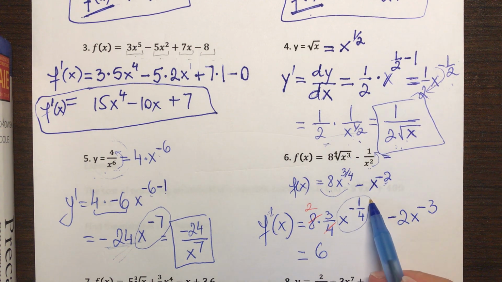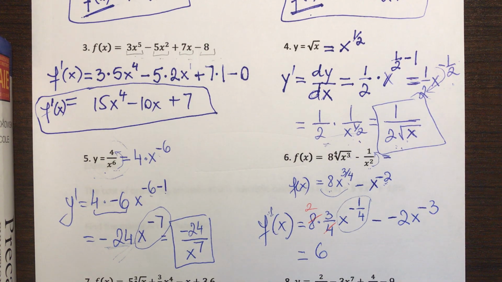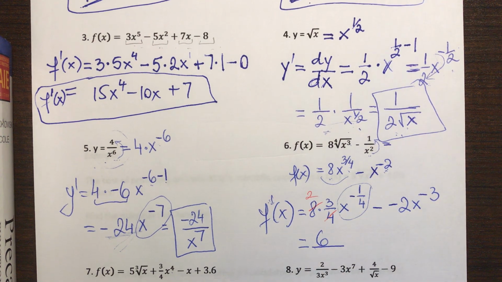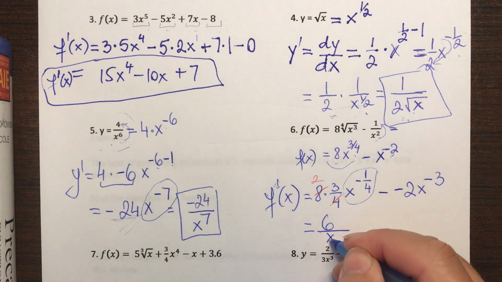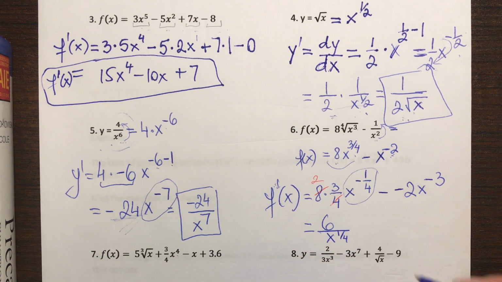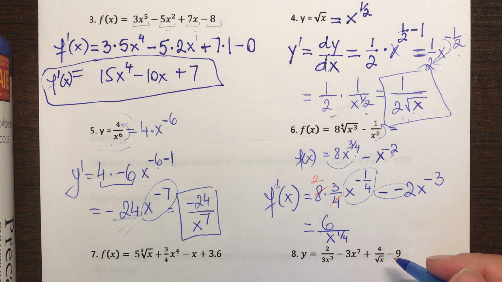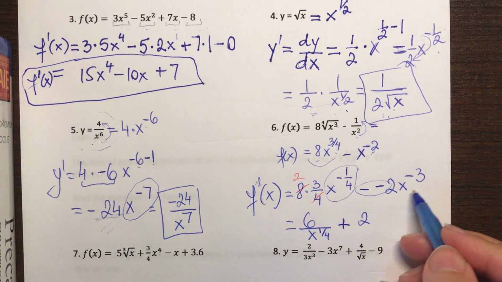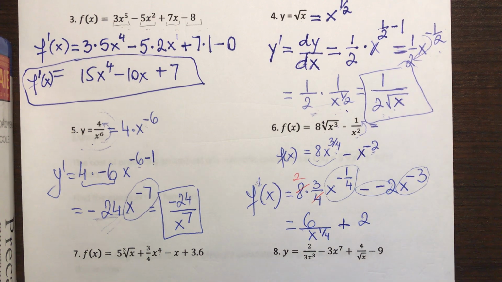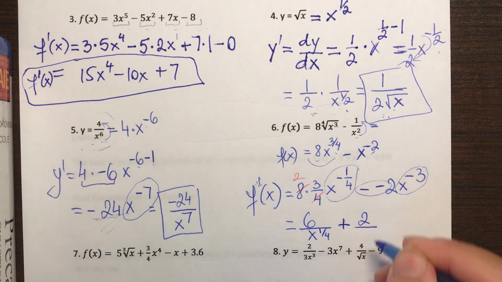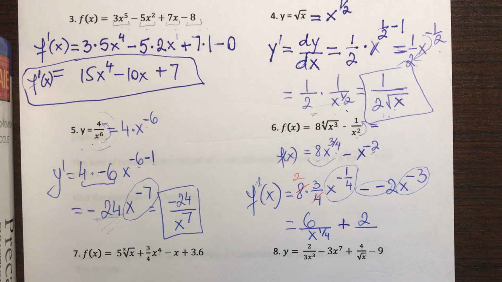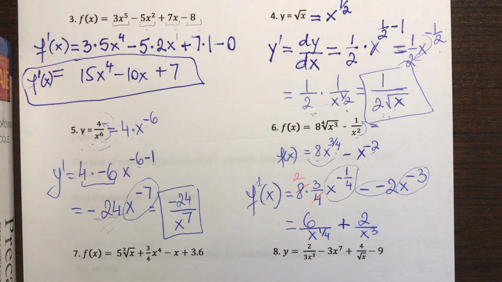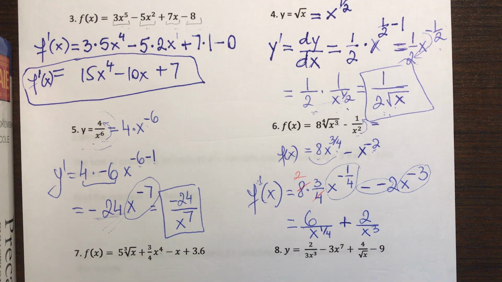What do I do about this factor that has a negative exponent? Well, it has to move in the denominator to make it positive. So x to the 1/4. Minus minus, that turns into a plus 2. And what do I do about this x to the -3? Well, to make it a positive exponent, I throw it in the denominator and make it an x to the 3rd. There you go. This is a perfectly fine answer.